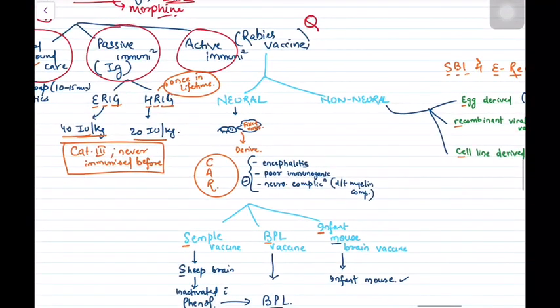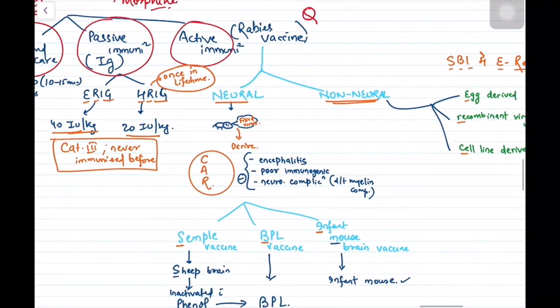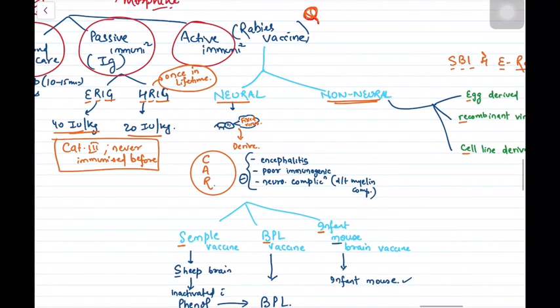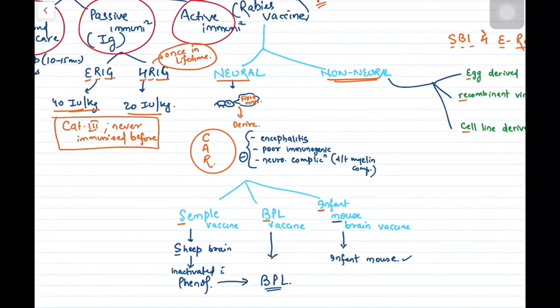Then coming to active immunization, which includes the vaccine. Now there are two types of vaccines, the neural vaccine and non-neural vaccine, and this is a very important topic, and this is a university question as well. Do you know this rabies vaccine was developed by which person? This was developed by Louis Pasteur.